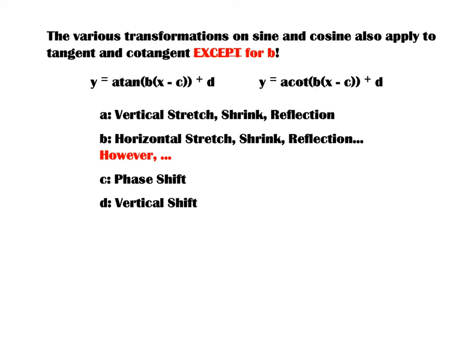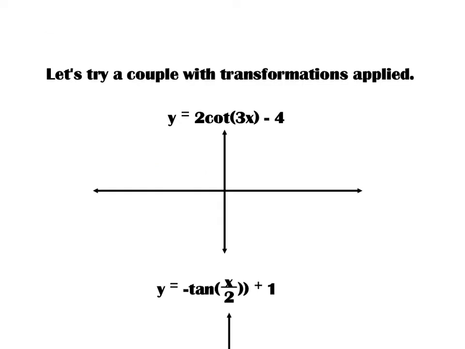B is a horizontal stretch, shrink, and reflection as well. However, for tangent and cotangent, it's no longer 2 pi divided by b that gives us the period. It's now pi divided by b that gives us the period. So that's the one change that we're going to see with tangent and cotangent. Phase shift, no change, so our values for C. And vertical shift, absolutely no change. So let's get into a couple of examples.